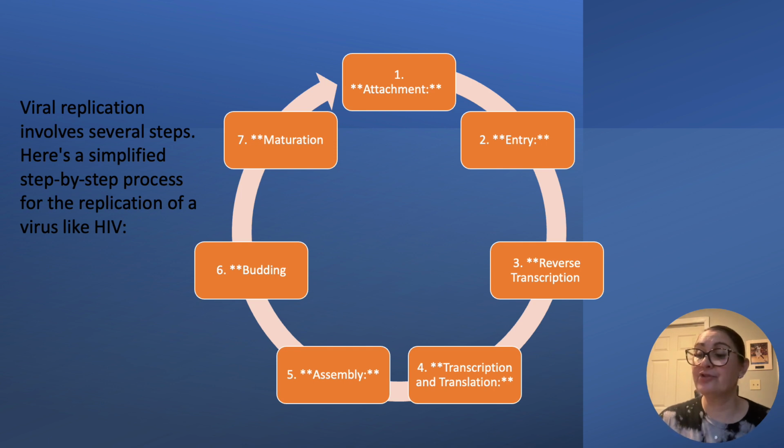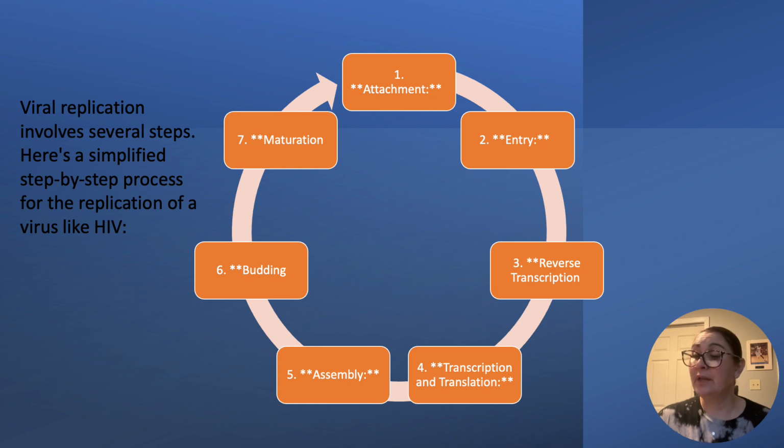Next, we have reverse transcription. In the case of retroviruses like HIV, the viral RNA is reverse transcribed into DNA by the enzyme reverse transcriptase. The viral DNA is then integrated into the host cell's DNA. Transcription and translation. The integrated viral DNA is transcribed and translated by the host cell machinery to produce viral RNA and proteins.